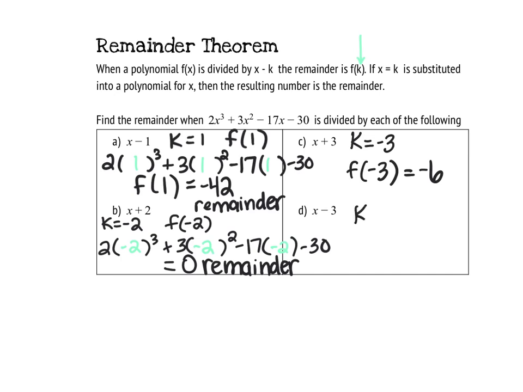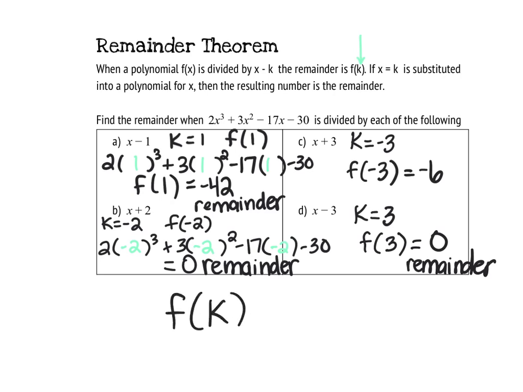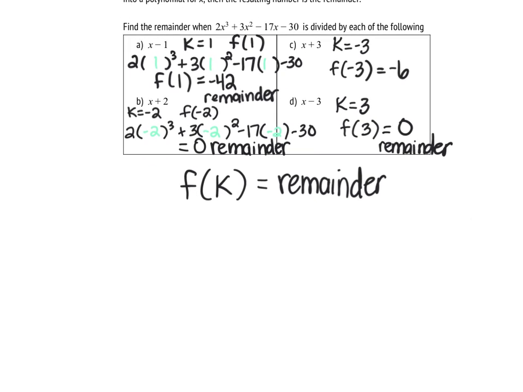All right, so then for this one we have k equals positive 3, and for k equals positive 3, f of 3 is going to have a remainder of 0. Again, these are very important when they have a remainder of 0, but what you need to know is that the remainder theorem says that if I take whatever my k value is and plug it into my function, it is going to result in the remainder. Okay, that is the biggest thing that you need to remember.